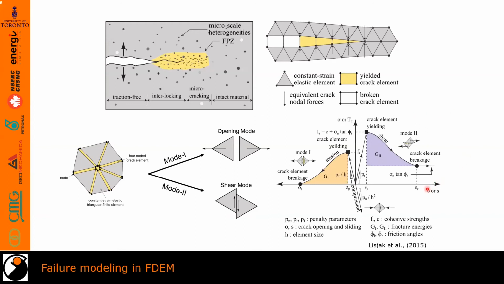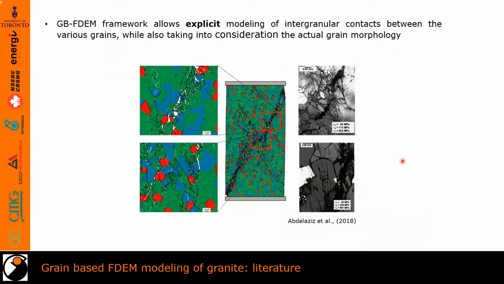This figure shows the constitutive relations used in the finite discrete element method. This is the fracture process zone or mode 1 failure constitutive relation, and this is a slip-weakening relation for mode 2 or the shear failure.